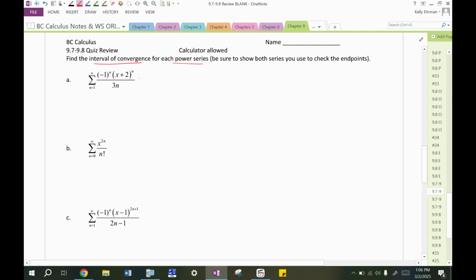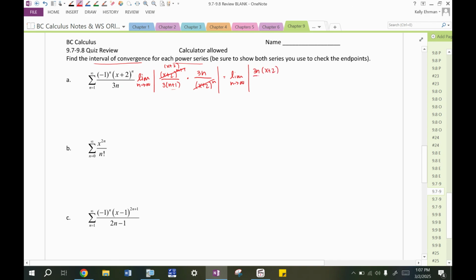So we should start with the ratio test. The limit as n approaches infinity of the absolute value of x plus 2 to the n plus 1 over 3 times n plus 1, or you can make that 3n plus 3, times 3n over x plus 2 to the n. So what will we have left here? The x plus 2 and the x plus 2 to the n is going to cancel out. You'll be left with x plus 2 to the first. So you've got 3n times x plus 2.